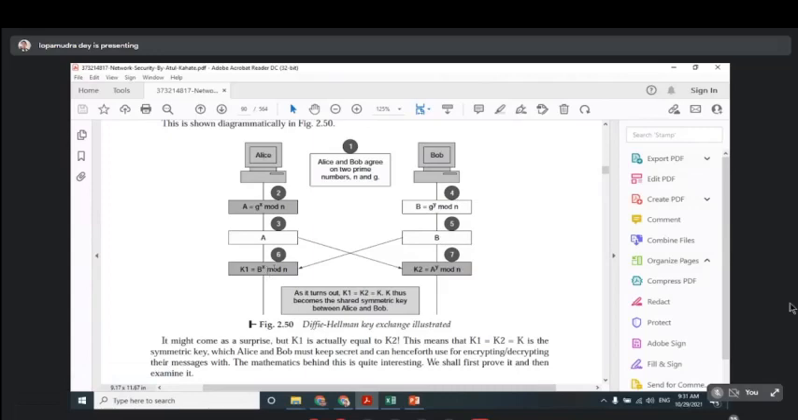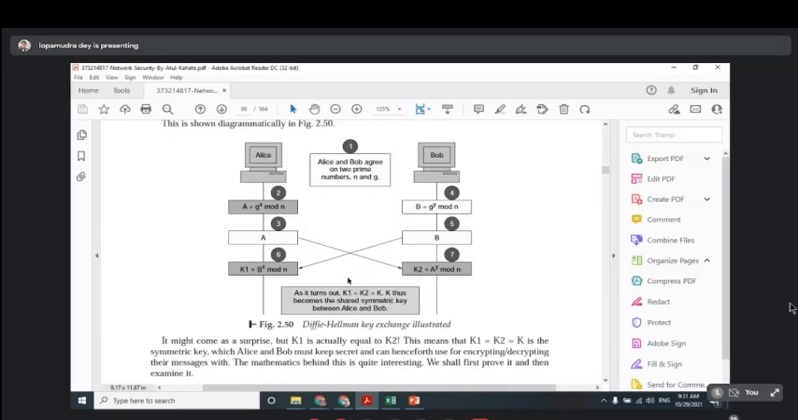Now from this information B, Alice will generate the symmetric key. How can this be generated? K1 equals B to the power x mod n. And what will Bob do? Bob has the information of A, so Bob will perform A to the power y mod n. Now this K1 equals K2 equals K, that is the symmetric key.